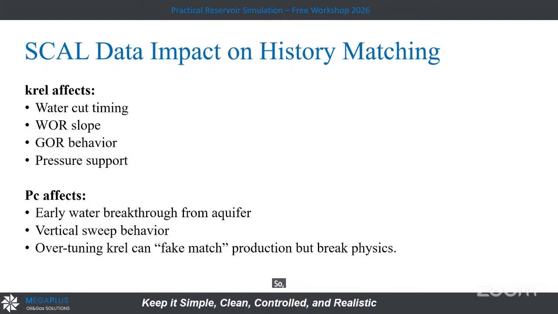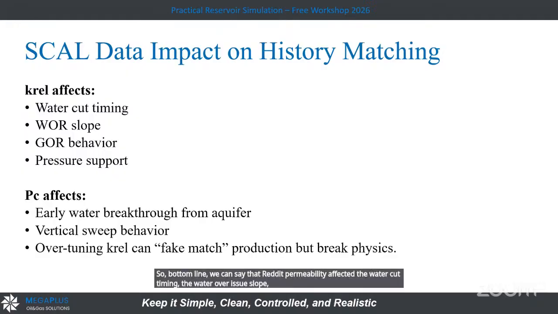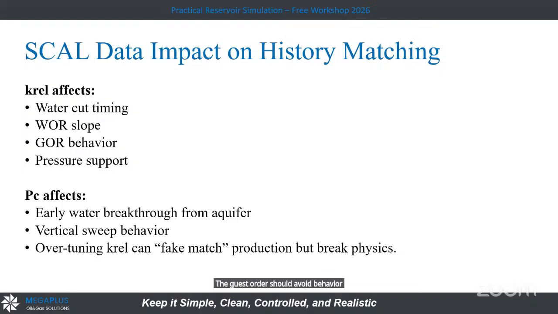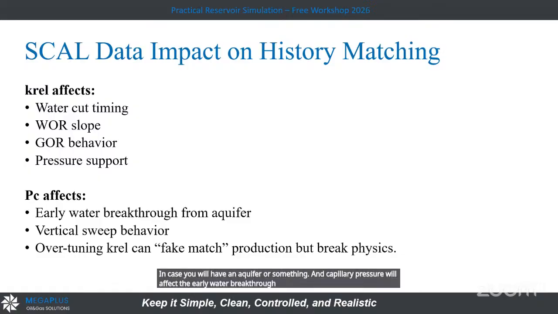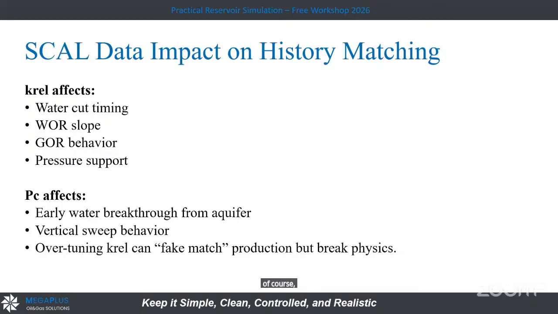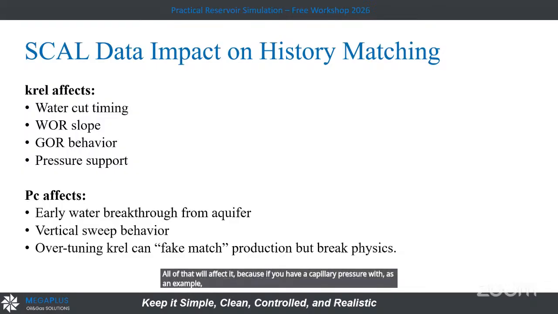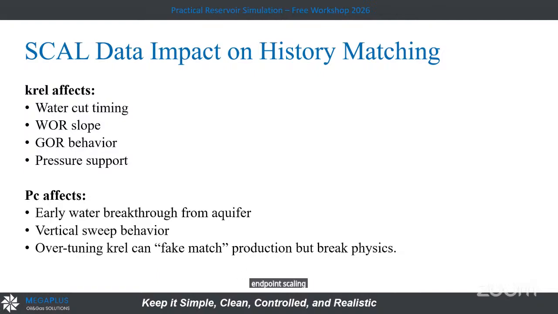So, bottom line, we can say that relative permeability affects the water cut timing, the water oil ratio slope, the gas oil ratio behavior, and the pressure support, in case you have an aquifer. And capillary pressure will affect the early water breakthrough in the aquifer. It will affect, of course, the transition zone and the vertical sweep behavior. All of that will be affected, because if you have a capillary pressure with, as an example, endpoint scaling below what you inserted, you will get a sweep behavior which is not the case.